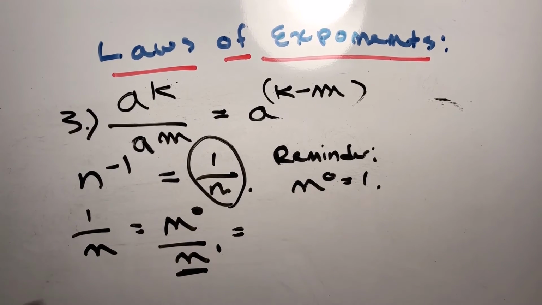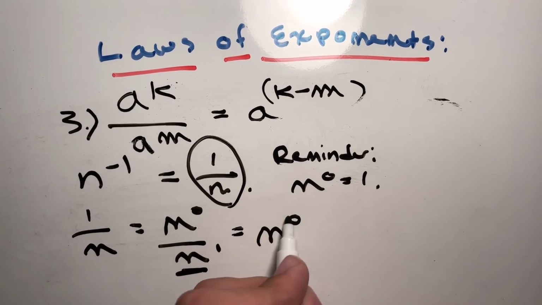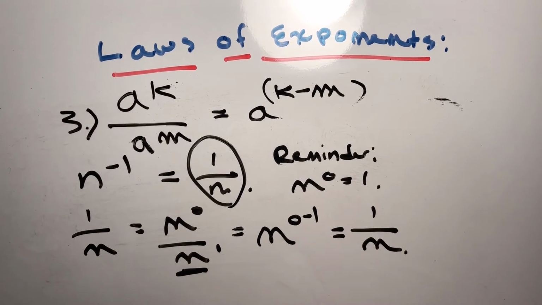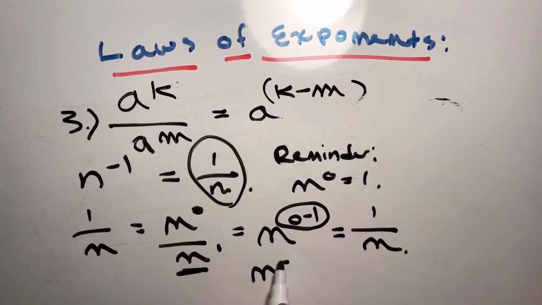So based on this, we can now show that n to the 0 minus 1 is equal to 1 over n. And well, what is that? n to the 0 minus 1 is just n to the negative 1. Great. So we've just shown that n to the minus 1 is 1 over n. Great.